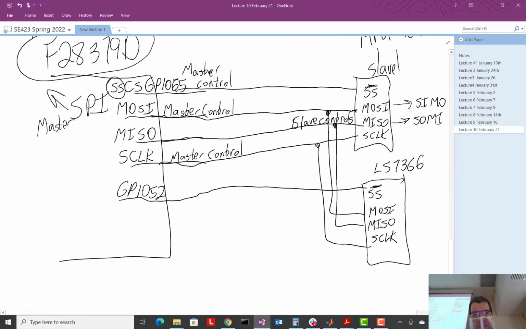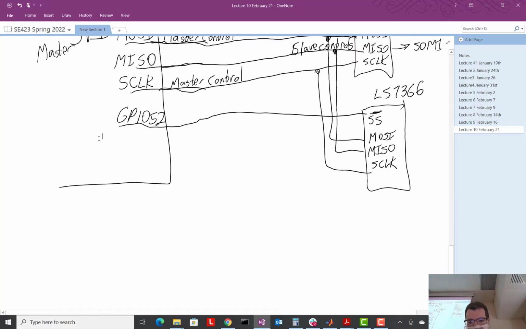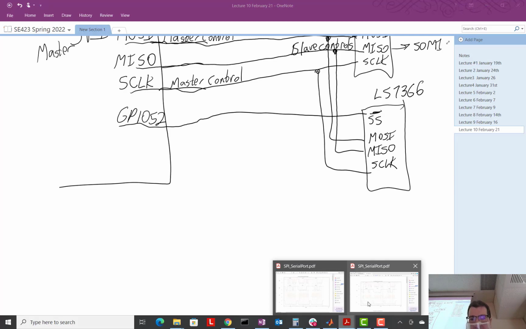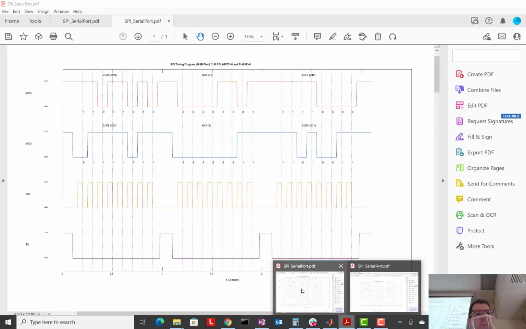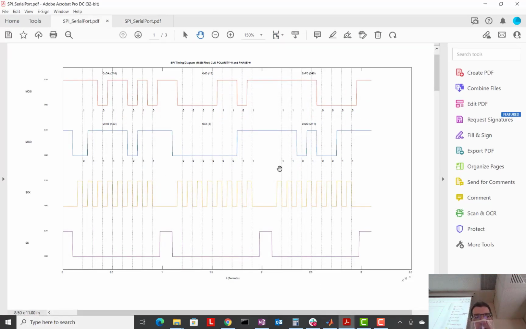Anyway, let's look at those plots over in the PDF file that you'll pull up. Right here. Okay, so let's look at these signals here. A little hard to see here, but the top one on the left says master out, slave in. Then the next one is master in, slave out. The third signal is S clock, and the last signal is slave select.